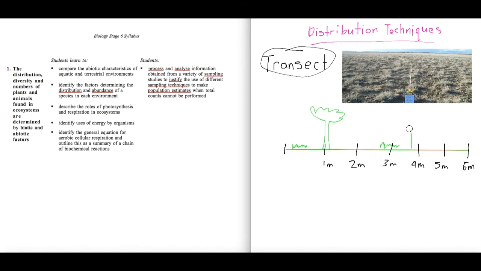Now, often plants are the main subjects of a transect study because many animals move around so fast and so quickly that they could not be studied using a transect.